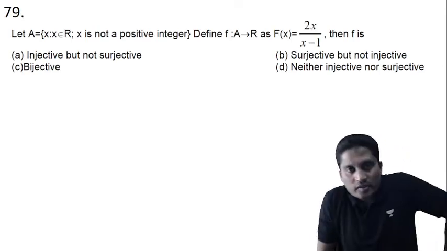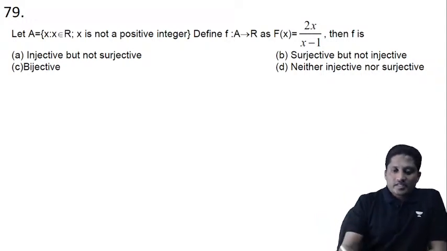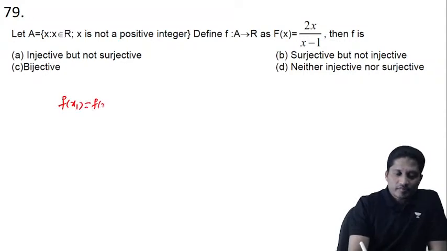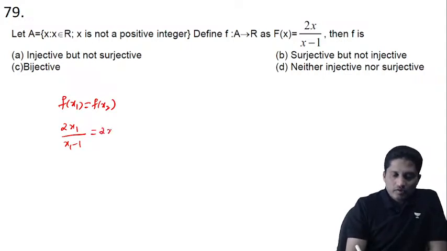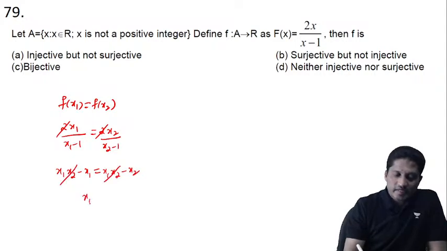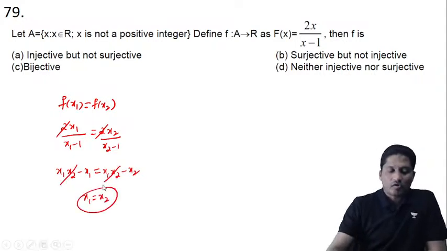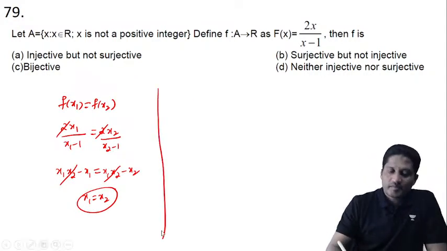Okay, I should check which of the following. x is not a positive integer. You should check whether it is 1 to 1 and onto. f of x1 is equal to f of x2, x1, x2 belongs to domain. 2x1 divided by x1 minus 1 is equal to 2x2 divided by x2 minus 1. This will cancel, right? Cross multiply: x1 x2 minus x1 is equal to x1 x2 minus x2. This will cancel. You will get x1 is equal to x2. Obviously, this is 1 to 1. Alright, let me check onto.